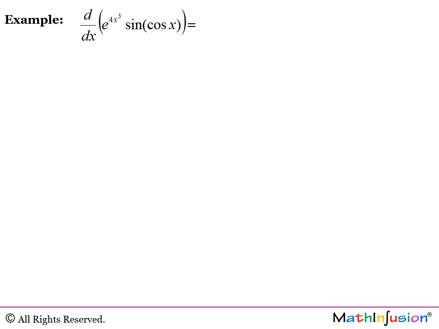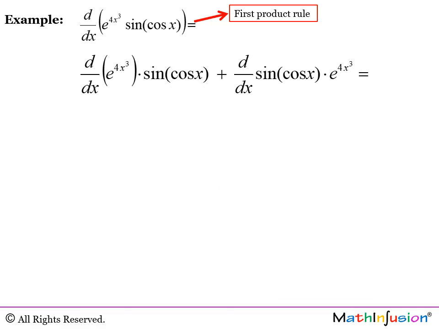Example. Differentiate the function e to the power of 4x cubed times sine of cosine x. In this case, we have to figure out alone, because there is no dot, that this is a product of two functions. And we have to use the product rule. Again, we will just do the setup because it's too much to apply two big rules like the product and the chain, and also there are two different chain rules here. As usual, we differentiate the first function times the second, plus differentiate the second times the first.